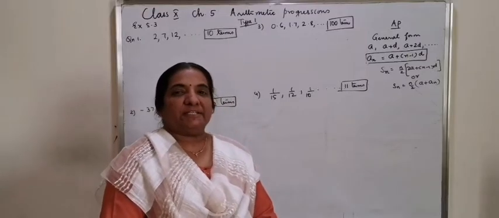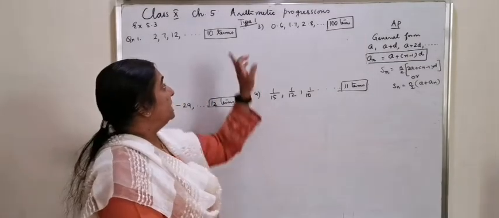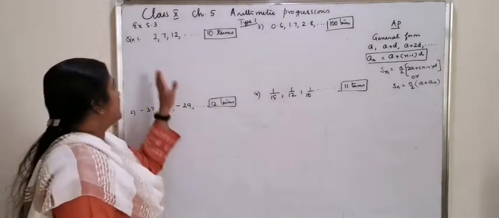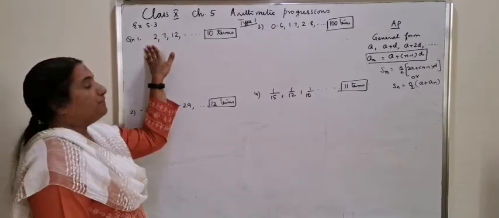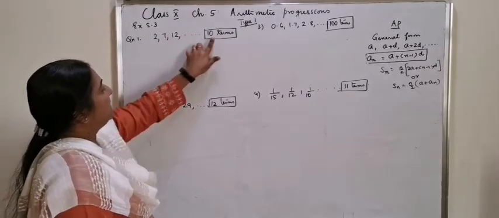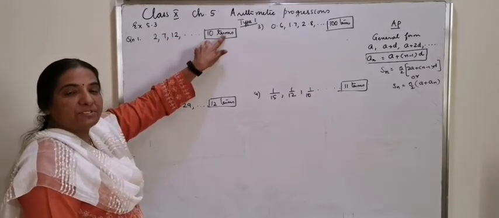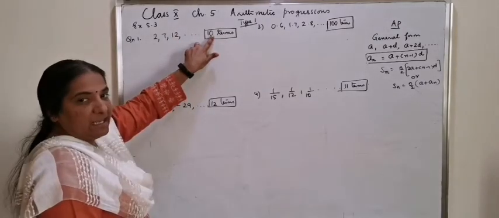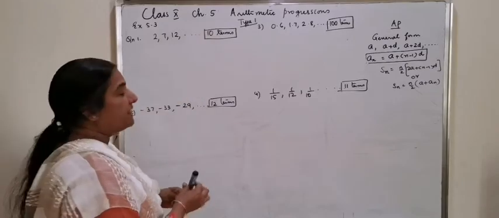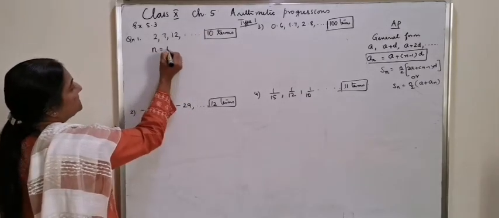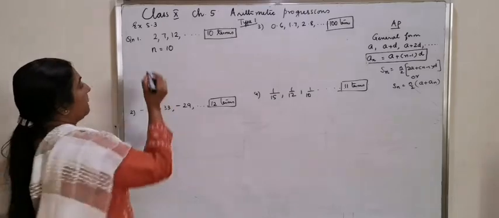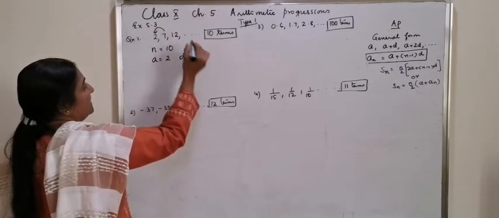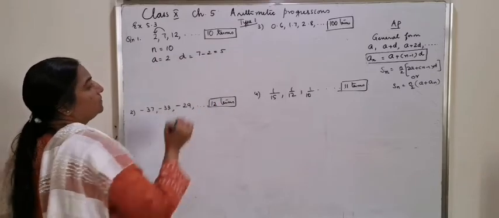Exercise 5.3, question number 1, mark it as type 1. It's a direct application. See the AP given: find the sum of 2, 7, 12, etc., to 10 terms. What's the meaning of 10 terms? It is not the number 10 as the last term. 10 terms specifically mentioned shows that n is equal to 10. a is equal to 2, d is equal to 7 minus 2, which is equal to 5.